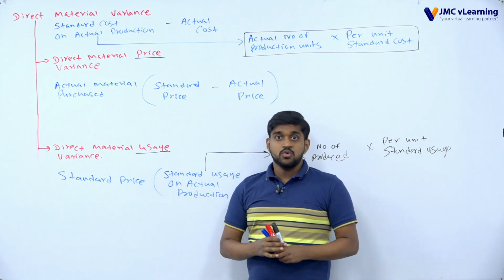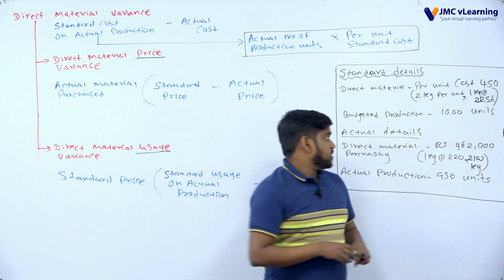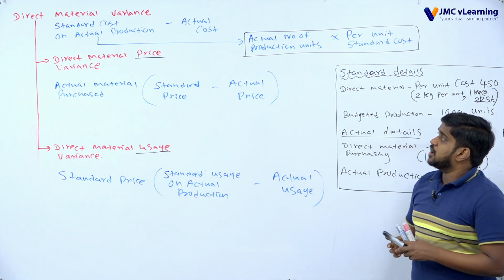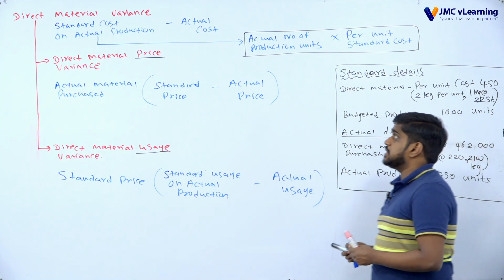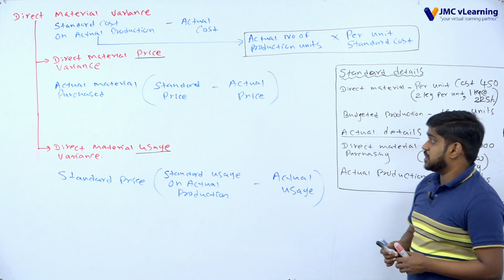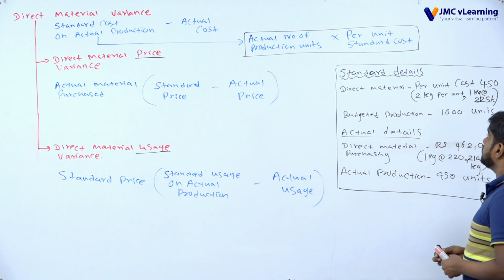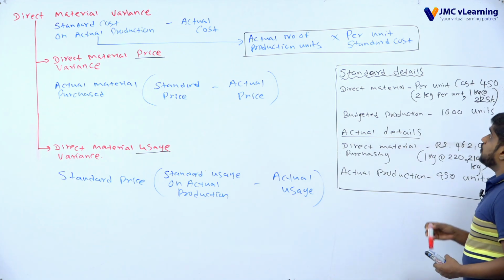Then let's see, using an example, how we can calculate these things using the available information. Let's move on to this example. Using it, let's see how to calculate direct material variance, direct material price variance and direct material usage variance. We have the standard details for direct material.